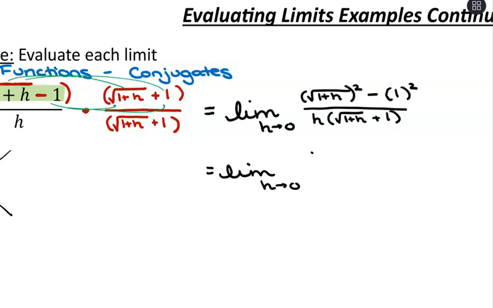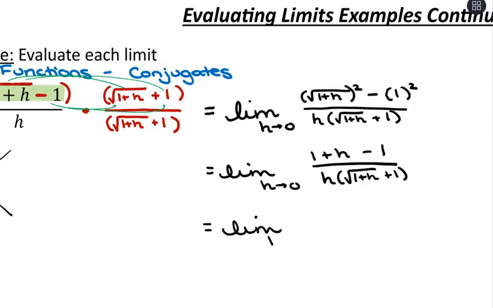So carrying out those squares, we'd have a 1 plus h without a square root anymore because it got squared, and then minus 1 squared, which is just 1, and then the denominator h times square root of 1 plus h plus 1. So in the numerator, all we're going to have left over is an h over h times square root of 1 plus h plus 1. And now this is why we wanted to keep things factored in that denominator, because now you can see those h's cancel out, leaving me with a 1 in the numerator there.